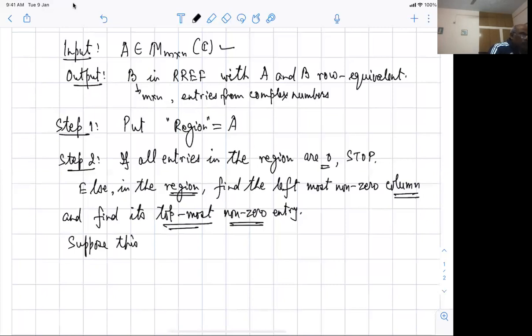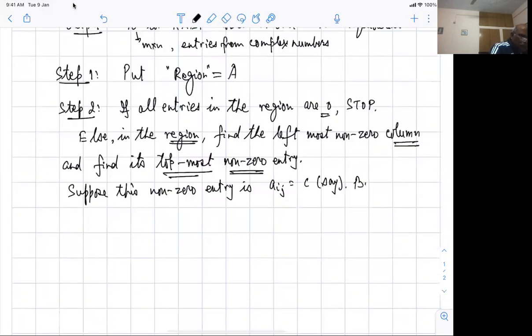Suppose this non-zero entry is Aij, which is equal to C, say. Box it to indicate it as a pivot. Okay, so I've got a pivot.